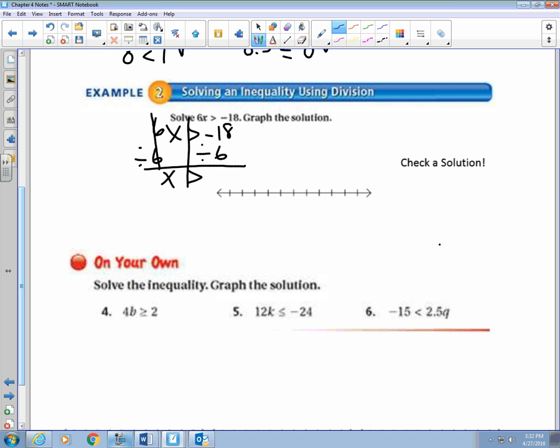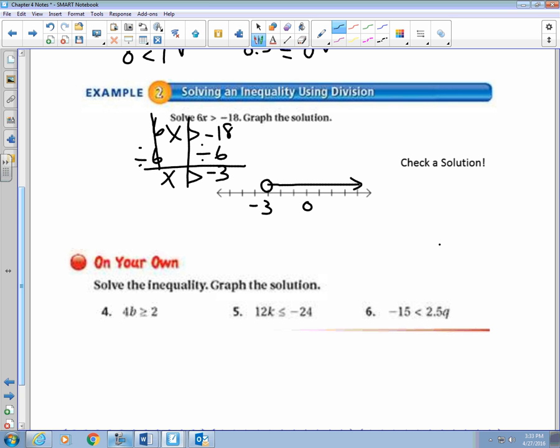Negative 18 divided by 6, a negative divided by a positive is a negative. 18 divided by 6 is 3. So x is greater than negative 3. So I'll need a 0 and a -3 on my number line. And since x can only be greater than -3, it can't be equal to it, so I'll need an open circle. And greater than means anything to the right.